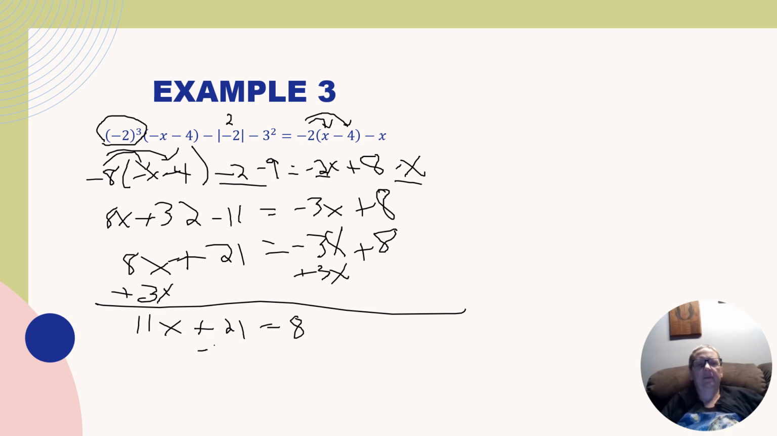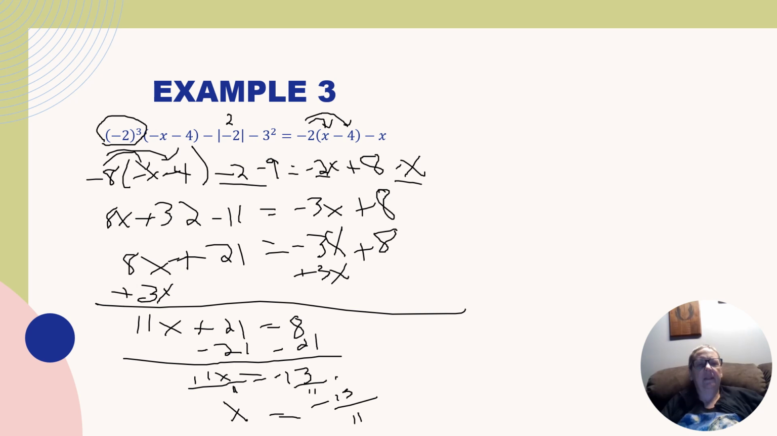So I want to now subtract my 21 from both sides. And I get 11x equals 8 minus 21, is negative 13. And then for my final answer, I would divide both sides by 11. So it's negative 13 over 11. Final answer. Again, you should go back and check it.